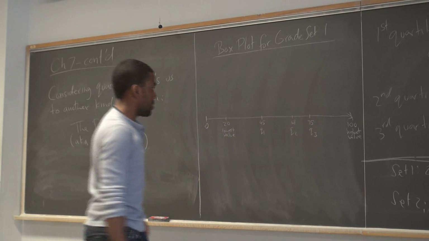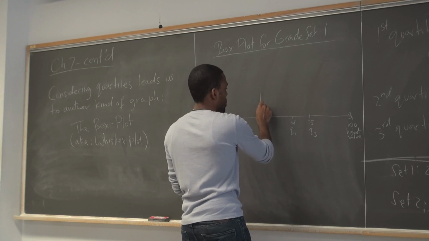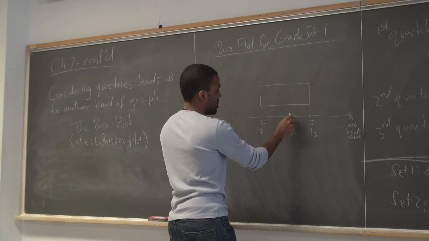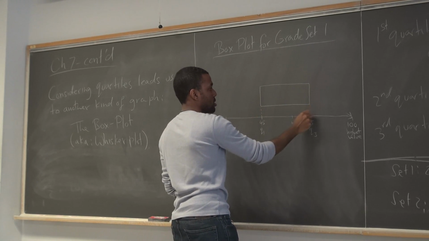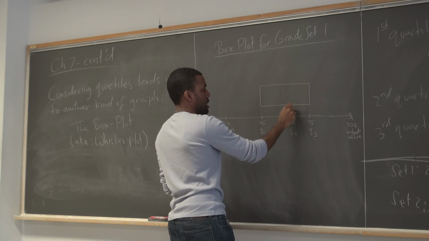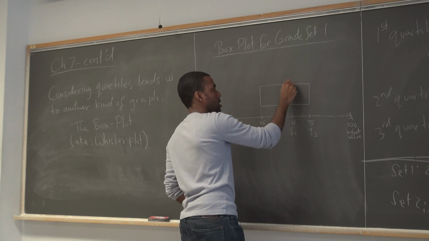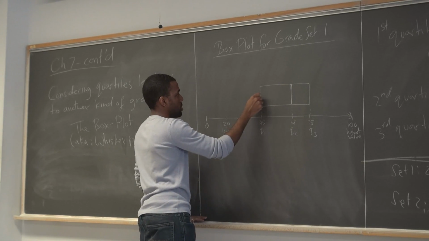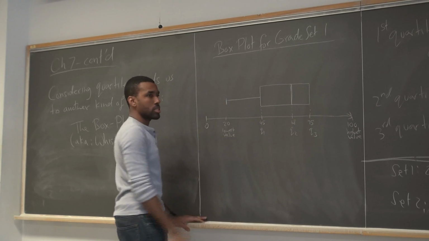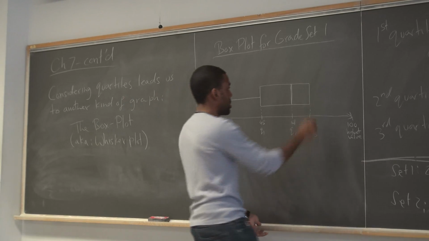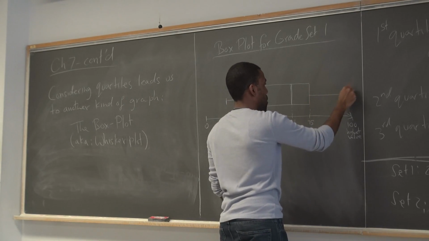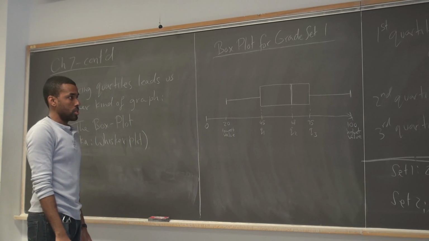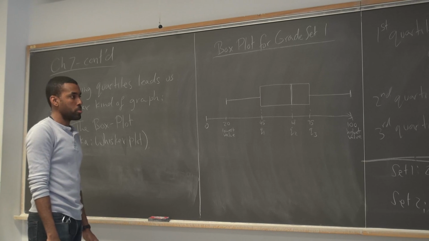And here's how the diagram looks. You draw a box that goes from Q1 to Q3, the interquartile range. The line that cuts through the median, you draw a line through the box. Then you draw a straight line here. That's called the whisker. That's why it might be called the whisker plot. And then you have a straight line on the other side. This is called a box plot.